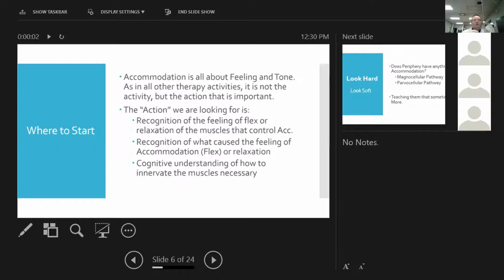So again, whenever you have neuromuscular confusion, okay, you then have to have neurocognition of what the brain did to cause the muscle to do what it did, okay? And then a cognitive understanding of how to innervate that muscle as necessary, okay? So how to cause accommodation and then how to relax accommodation. So these are the starting points.